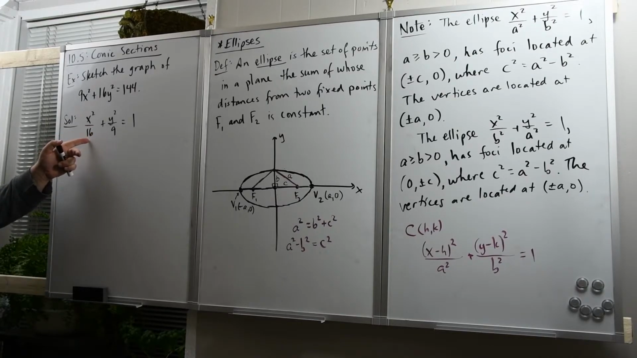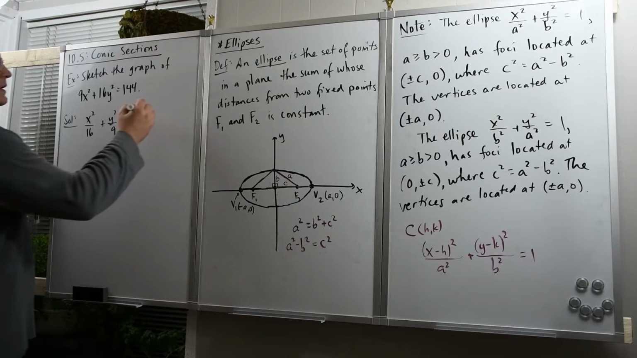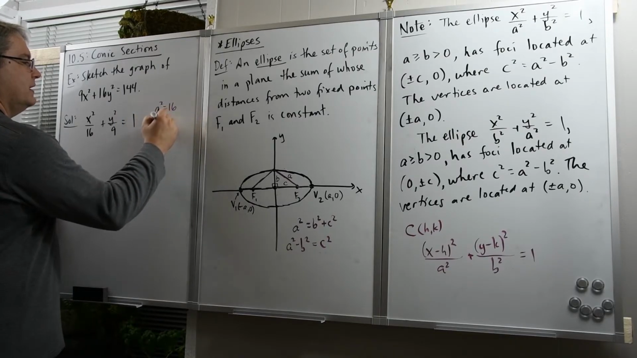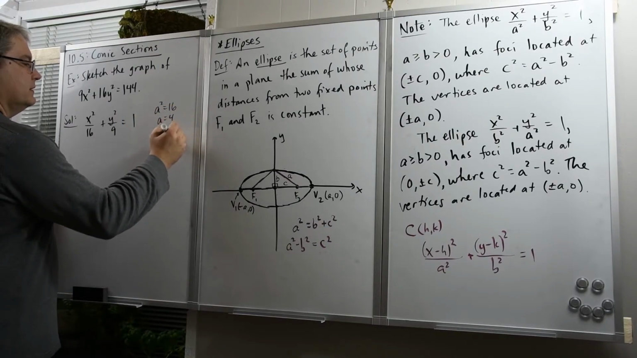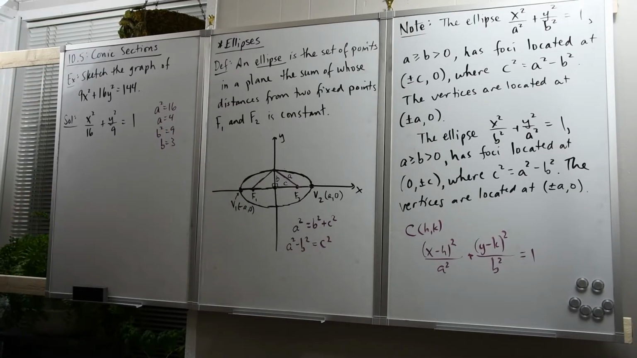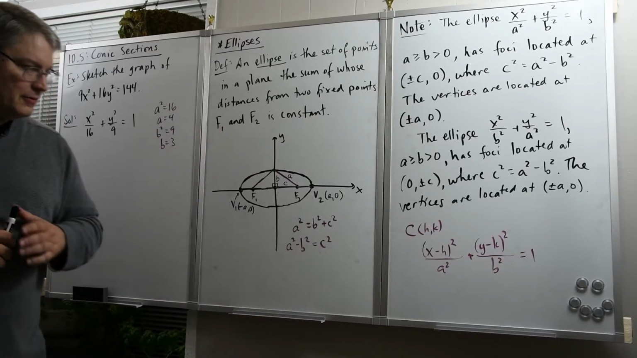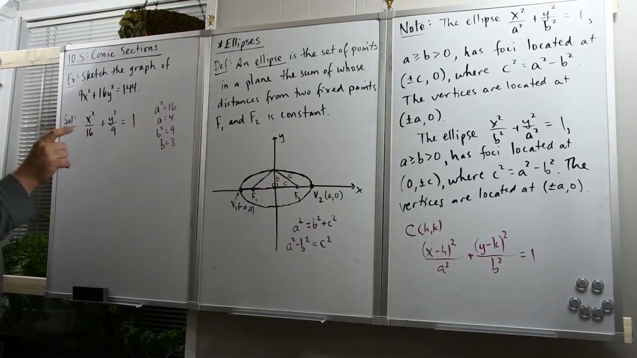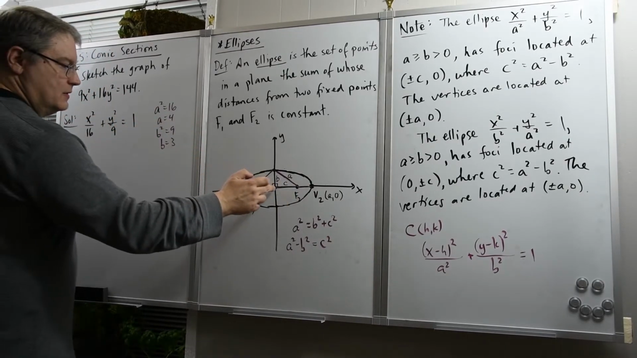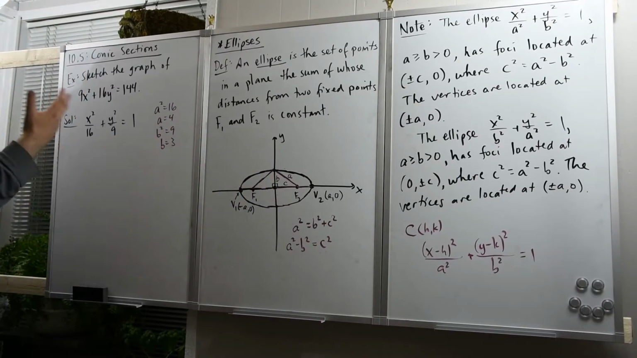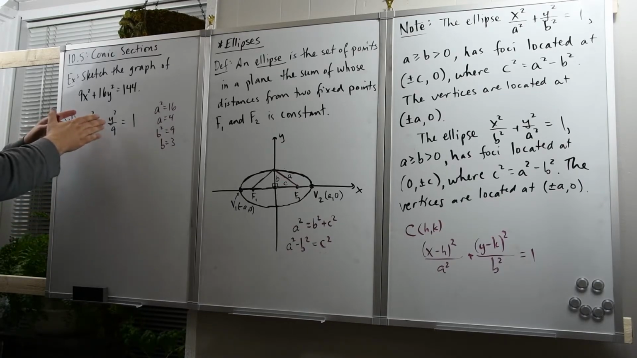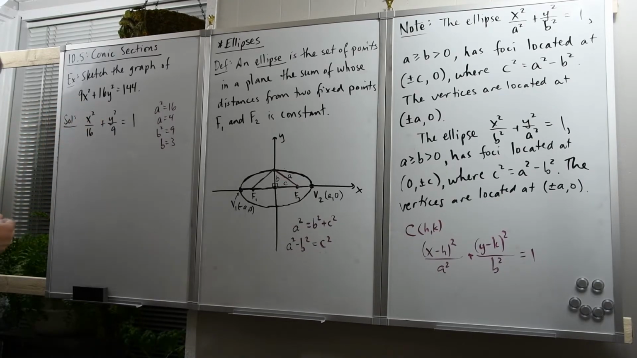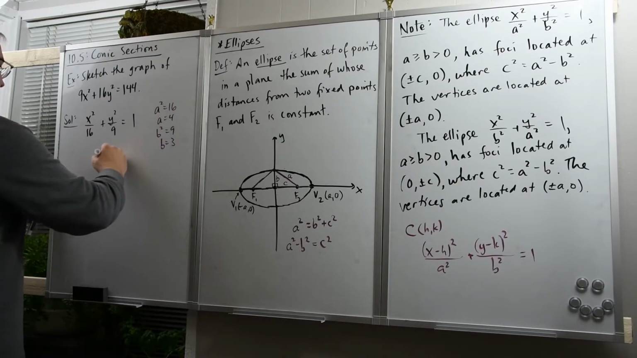Notice the number underneath the x squared is larger. So a squared is 16, which means a is 4. b squared is 9, so we're going to use b equals 3. Keep in mind though, going back to what we have in this diagram, the distance from the center to the vertex is a units. The distance from the center to an endpoint of the minor axis is b units. This particular standard form equation indicates that the center is located at the origin.